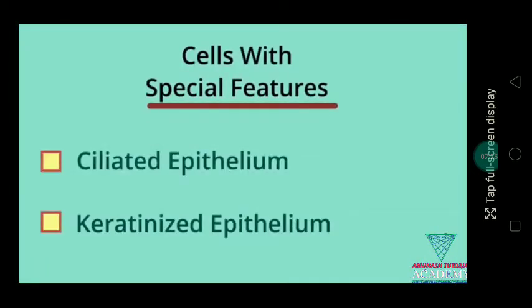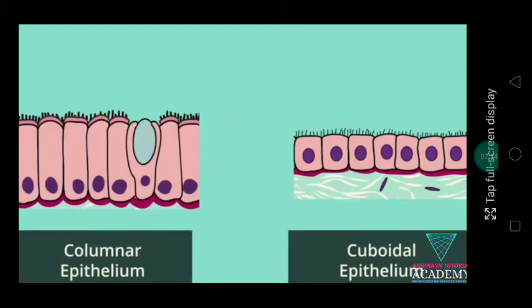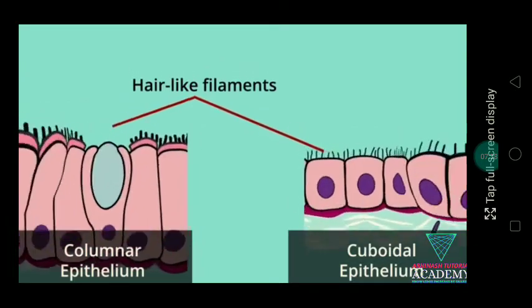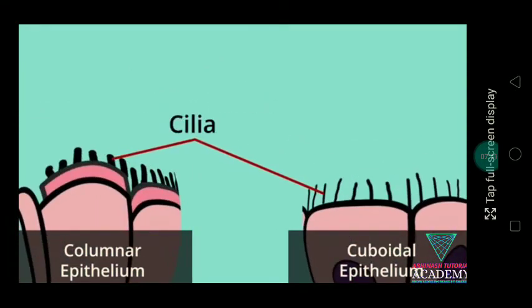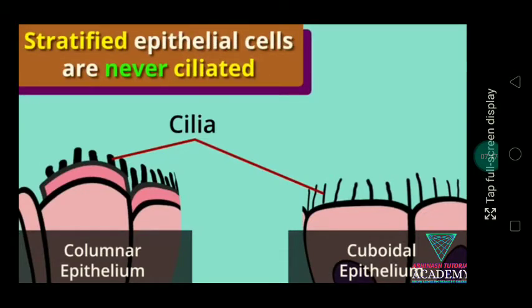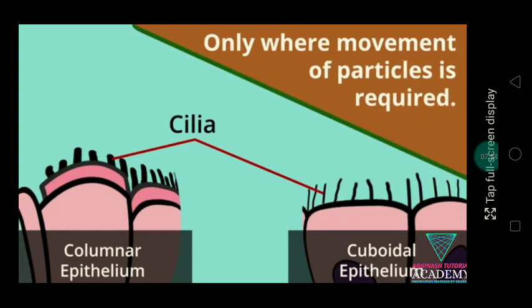But apart from these, there are a few special features which are present to form special epithelial tissue. Now in this tissue, a few cuboidal and columnar epithelial cells have hair-like filaments on top of each cell. These hair-like filaments are called cilia. But note that not all cells in this cuboidal and columnar tissue have cilia on them. Just a few places in our body where movement of particles is required.